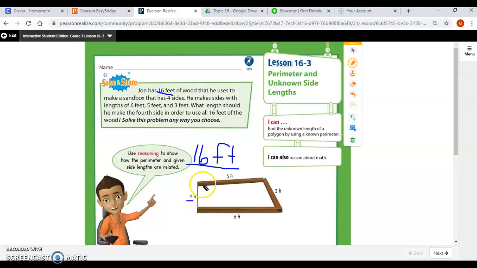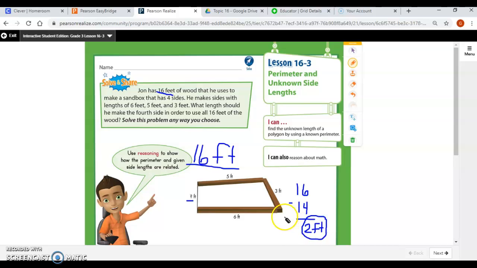My thinking is that if I add these 3 sides, I can take that number and subtract it from 16 to find this missing side. Let's see if my thinking is correct. Well, I know that 5 plus 6 is 11, plus 3 is 14. So far, we have 14 feet. So we have 16 feet total. So 16 minus 14 is 2 feet. So this would be my answer.